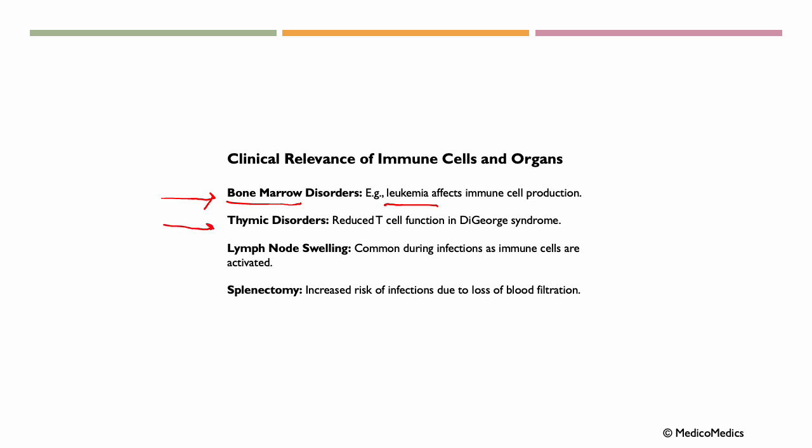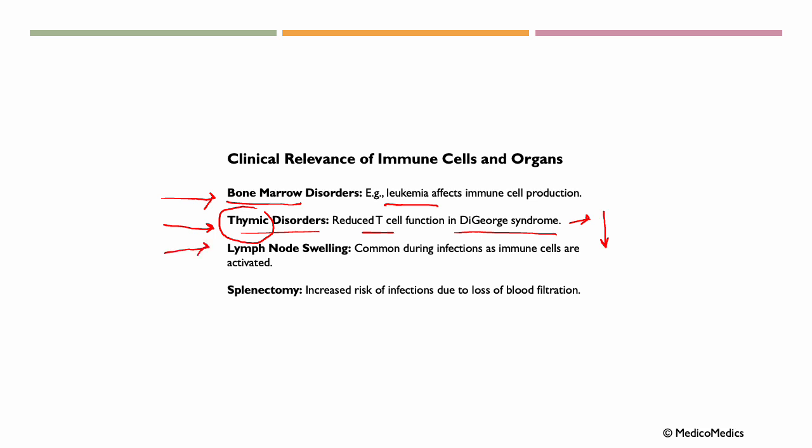Another one is thymic disorder. So we talked about the thymus, where the T cell goes for maturation. And in, for example, DiGeorge syndrome, which is a congenital absence or underdevelopment of the thymus, this will lead to, of course, a decrease or reduced T cell function, making these patients vulnerable to viral and fungal infections.